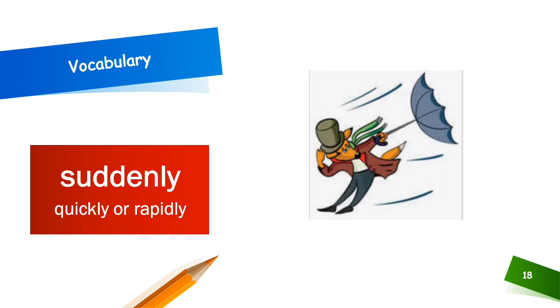Our next word is suddenly. Suddenly means quickly or rapidly. If something happens suddenly, it means it came out of nowhere and it happened quick and rapidly and fast. Let's look at this picture. It looks like this dog was walking and there was suddenly a big gust of wind that blew his hat and his umbrella. Suddenly.